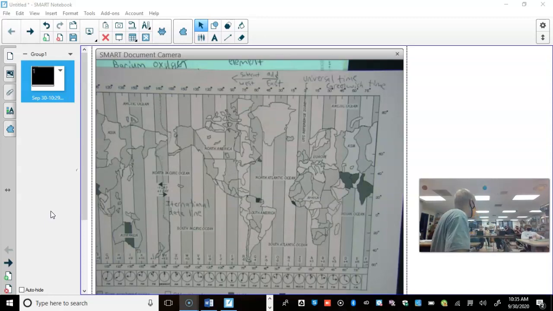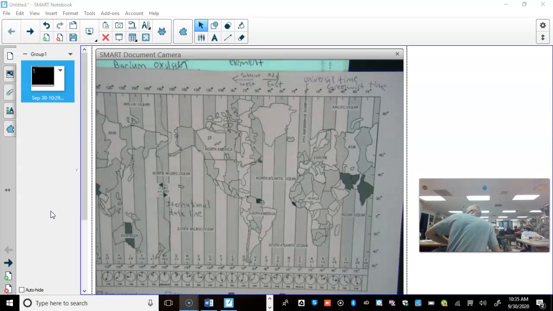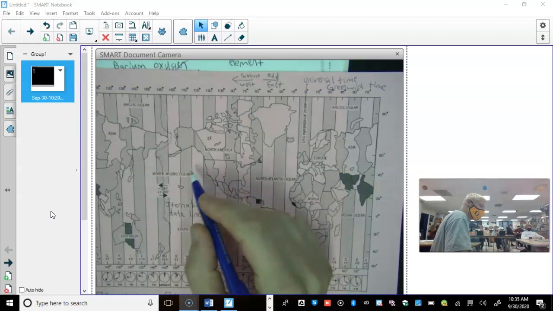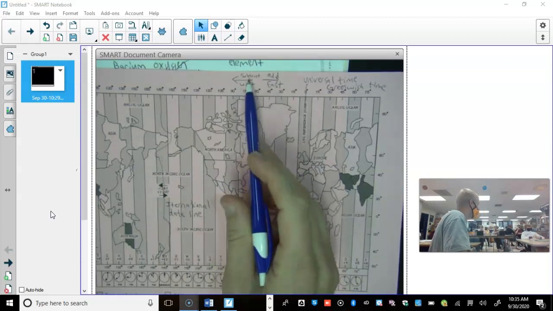Anybody been to Hawaii? Been to Hawaii? All right, nice. So, big time zone difference. What time is it right now? Let's just say it's 10:30. So if it's 10:30 right now, we want to figure out what time it is in Hawaii. So I'm going to go 1, 2, 3, 4. Let's say it's the Big Island. So I'm subtracting because I'm going west.